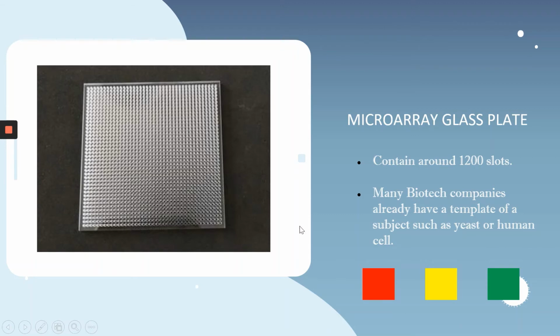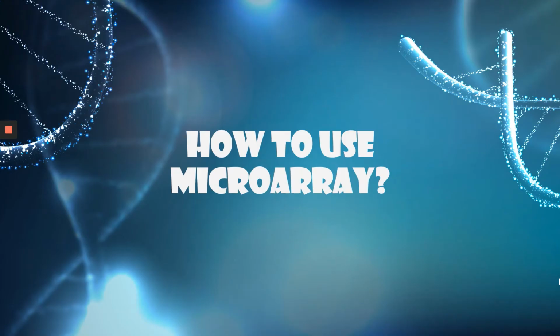Usually during the analysis, before the experiment all the spots will appear white, but after the experiment, during the analysis, there will be colors of red, yellow and green, which I will explain later in the experiment. Red is something I'll explain later in the analysis of the experiment, but it is quite important in the microarray glass plate. So how do we use microarray?